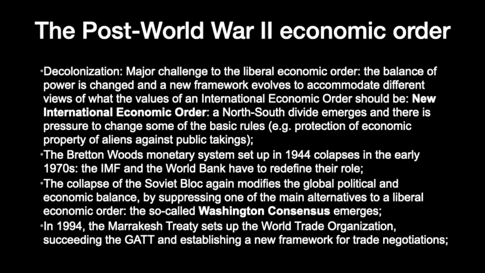Now, by the early 1970s, the Bretton Woods monetary system, as it was set up in 1944, collapses. And as we're going to see, this meant that the IMF and the World Bank had to redefine their role. And that will also be part of what we'll cover in part 2 of our course. The collapse of the Soviet bloc, on the other hand, by the end of the 1980s, early 90s, again, there's a change in the global political and economic balance, because by now, there is no viable alternative to a liberal economic order. With the disappearance of the centralized economy, the socialist bloc, the so-called Washington Consensus emerges, and even developing countries that were opposed to this liberal view of international economic relations ultimately end up adopting the Washington Consensus.